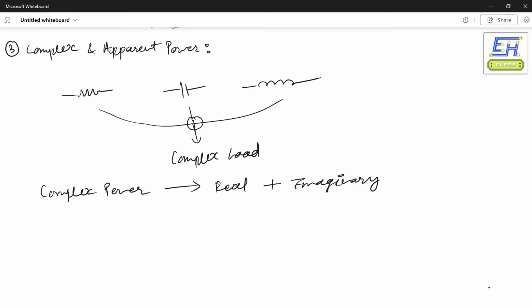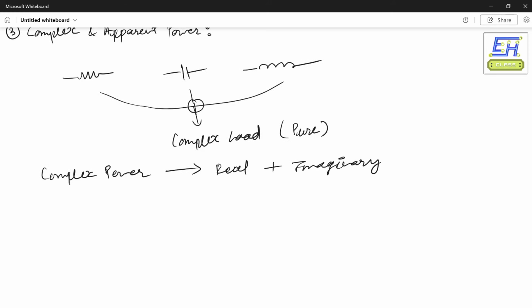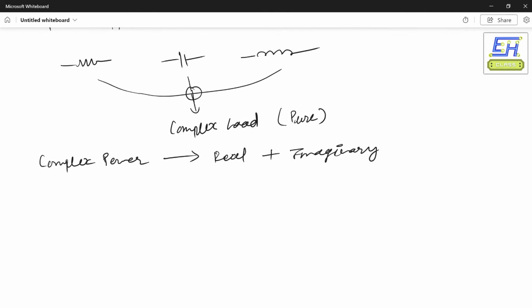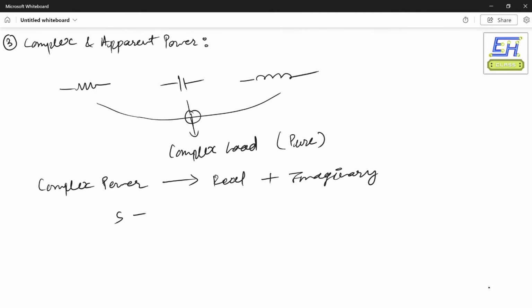Pure or combination. This not only covers the complex load, but this can also be pure, and I'll show you why. Because this is just a generalization. If something is pure, the other component will simply be zero, but you will still be able to represent it in terms of complex power, right? So it's just a case of how you represent. So the complex power mathematical equation is P plus jQ. So P is our real power and Q is the imaginary power, right?